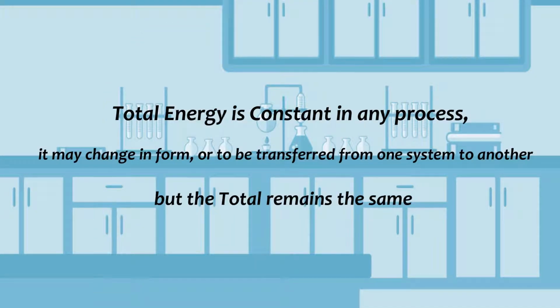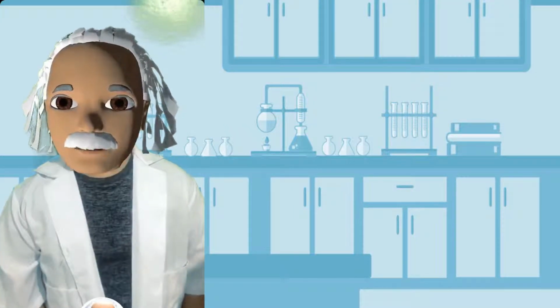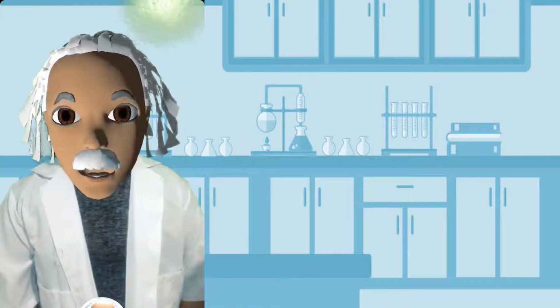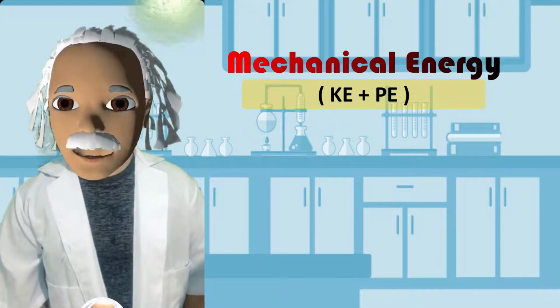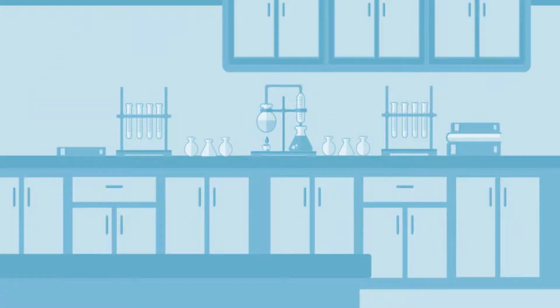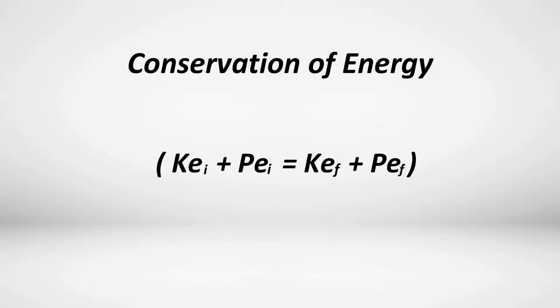The law of conservation of energy can be stated as follows: total energy is constant in any process. It may change in form or be transferred from one system to another, but the total remains the same. We have explored some forms of energy and some ways it can be transferred from one system to another. This exploration led to the definition of two major types of energy: mechanical energy, KE plus PE, and energy transferred via work done by non-conservative forces, W_nc. The equation for the conservation of energy is: initial kinetic energy plus initial potential energy is equal to final kinetic energy plus final potential energy.